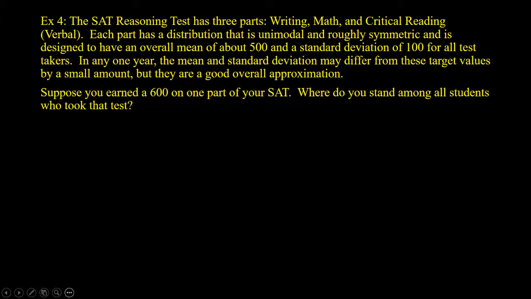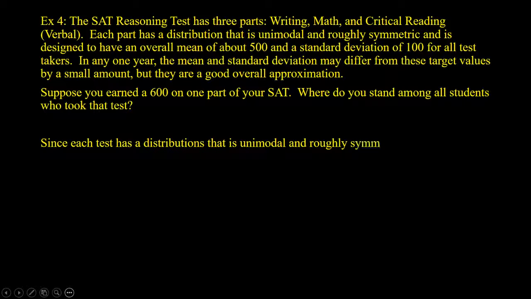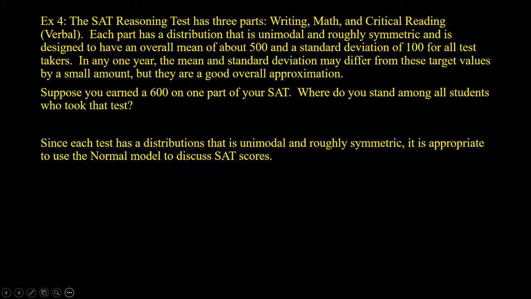Suppose you earned a 600 on one part of your SAT. Where do you stand among all students who took that test? Since each test has a distribution that is unimodal and roughly symmetric, it is appropriate to use the normal model to discuss SAT scores. As I've mentioned earlier, you always have to check the condition, make sure that the normal model is appropriate, and state that before you conduct further work. So here, we're unimodal and symmetric. Those are the conditions necessary to have a normal model.